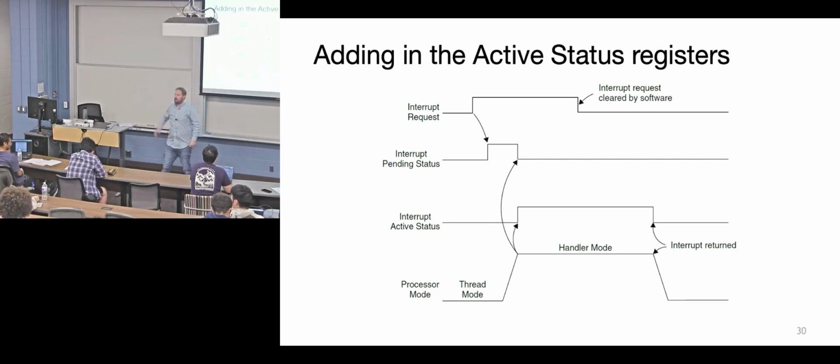Why do you need the interrupt active status if the processor goes into handler mode? We'll find out later, you can have more than one active interrupt at a time. Is there a different active signal for each interrupt? There's a register that tells you which interrupts are active. Yep, and so this is just more of a diagram saying we're in that state.